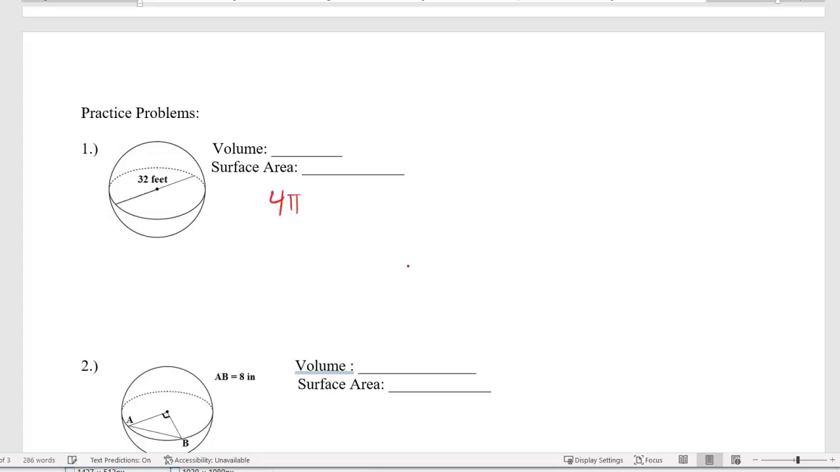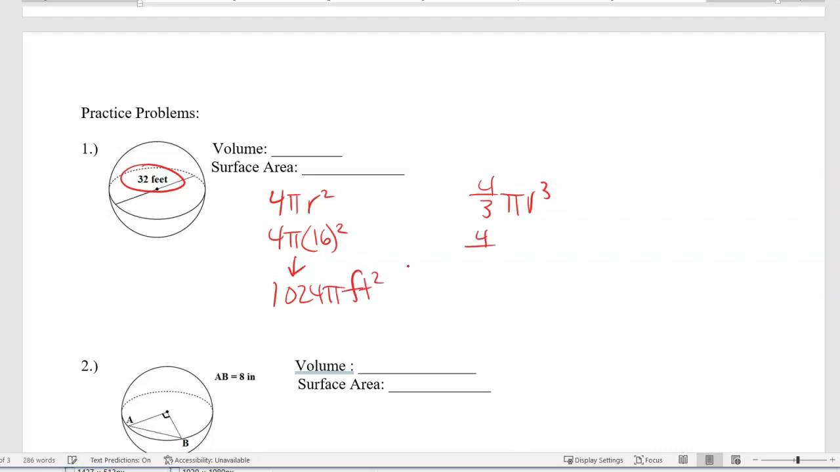We know we have 4 pi r squared and 4/3 pi r cubed. So you'd say 4 pi, if that is the diameter, 16 is going to be the radius, and then we would just pop that into our calculator. We do 16 squared, enter, times 4, and that would give us 1024 pi feet squared. Now the next one would be 4/3 pi 16 cubed.